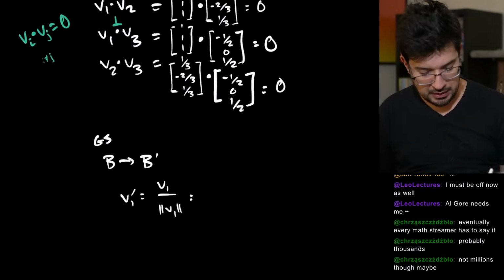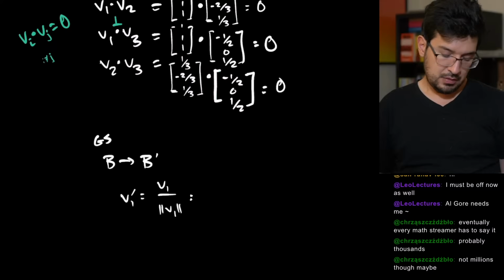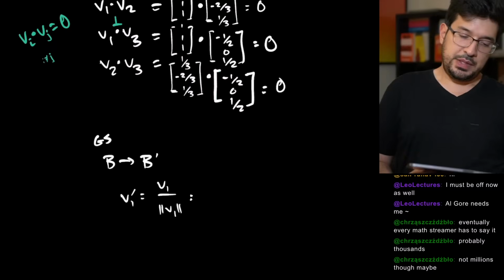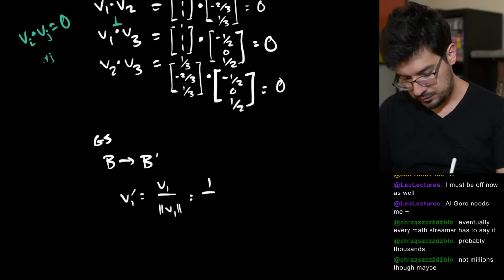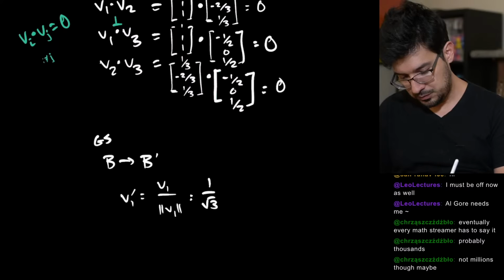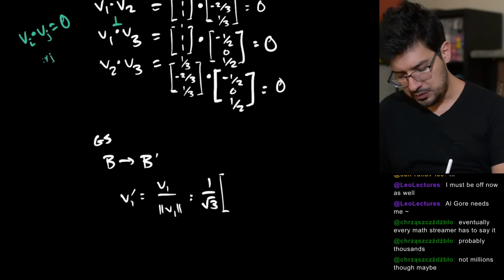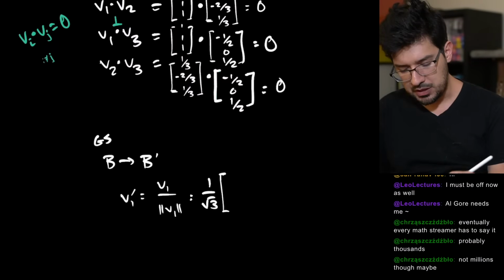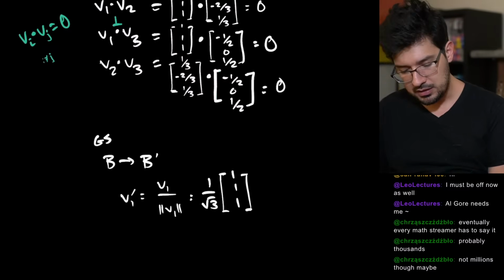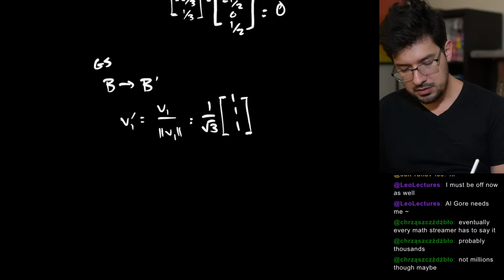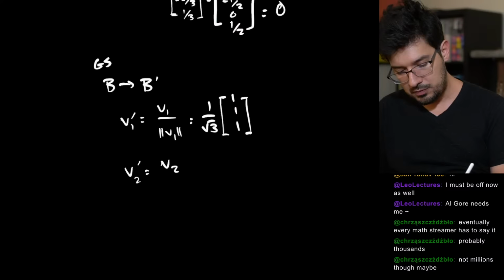Which would be square root of 3. The square root of the dot product of v1 with itself. So we have 1 over root 3 times 1, 1, 1. So we normalize each.